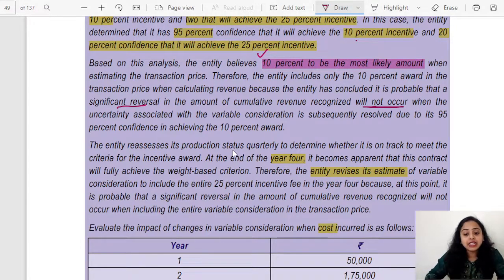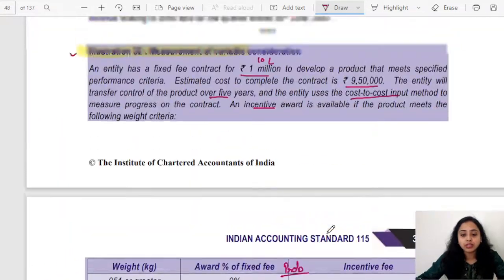The entity reassesses its production status quarterly to determine whether it is on track to meet the criteria for the incentive award. At the end of year 4, so for year 1, year 2 and year 3, the criteria was 10%, 10% and 10%. That is 1 lakh rupees, 1 lakh rupees, 1 lakh rupees will be the variable consideration. From year 4 and 5, because there are 5 years. How come you get to know there are 5 years?